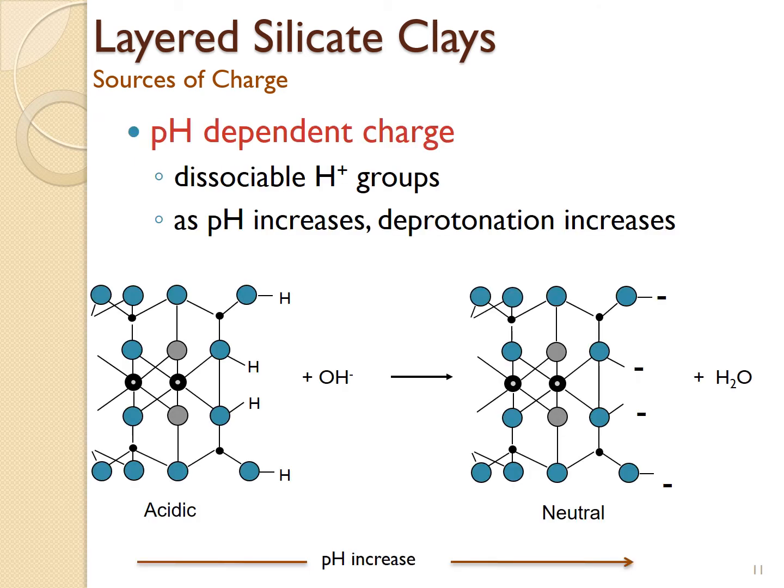A pH dependent charge site is basically the edge of the ion has some hydrogen ions, and when those hydrogen ions dissociate, meaning they get kicked off, they leave behind a negative charge site. So in this instance, as pH increases, we get greater negative charge. Generally anything above a pH of 3, 3.5 will be negatively charged. So as pH increases, deprotonation increases.